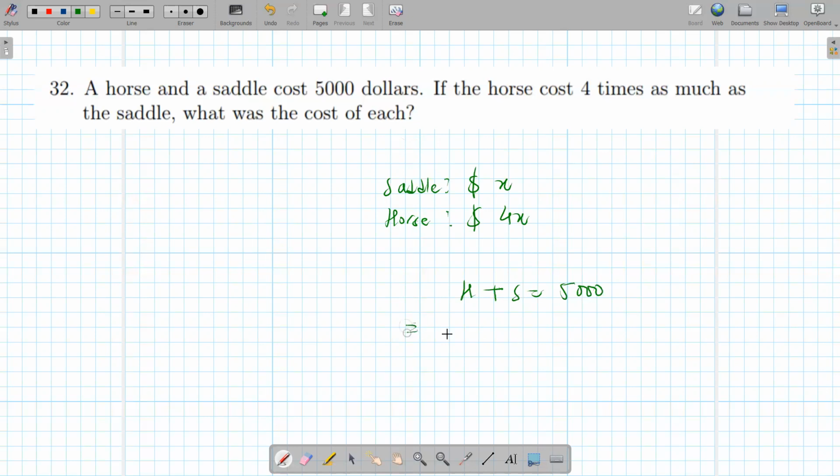And we know horse plus saddle equals 5,000. So X plus 4X equals 5,000. That means 5X equals 5,000 and X is 1,000. So the saddle costs $1,000 and the horse costs 4,000, and combined it's 5,000.